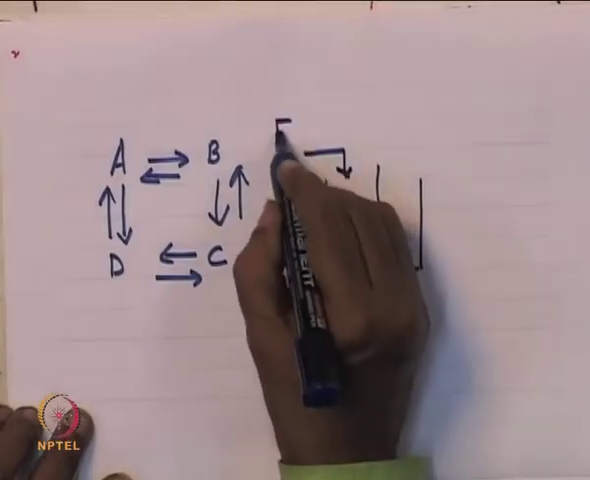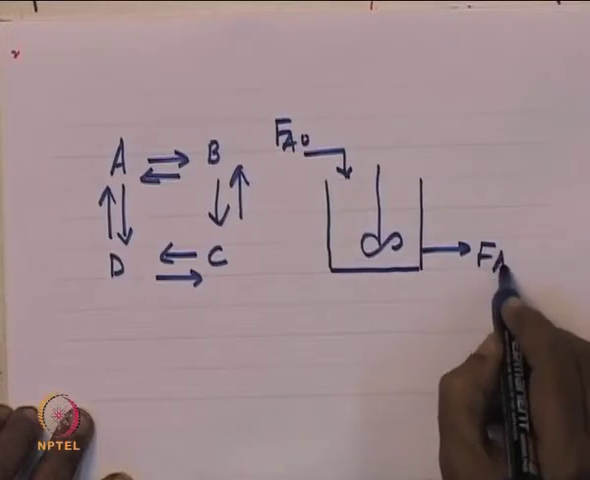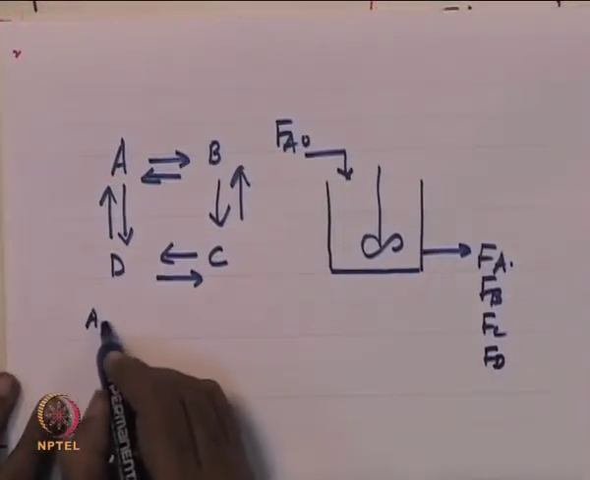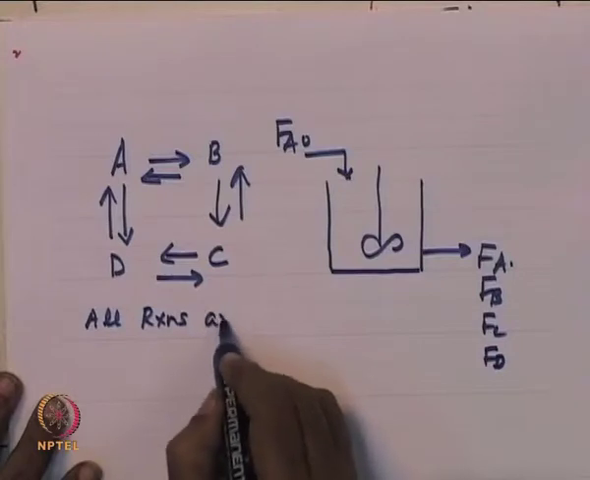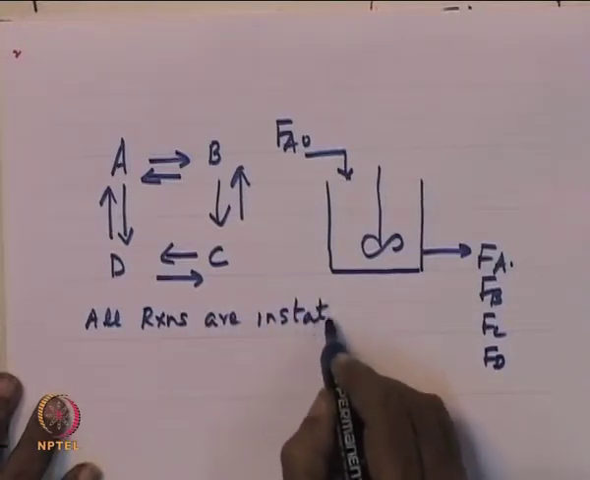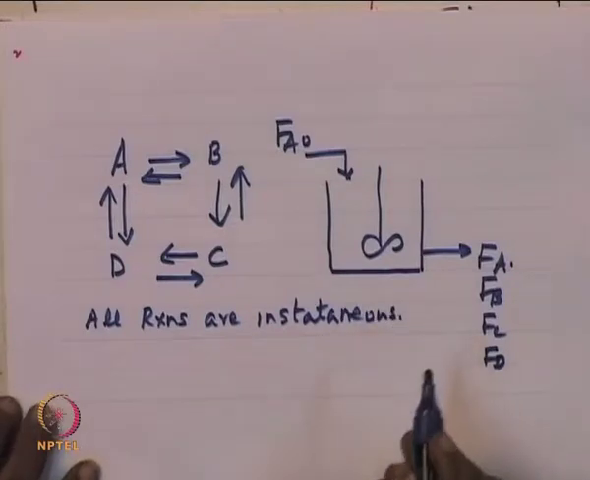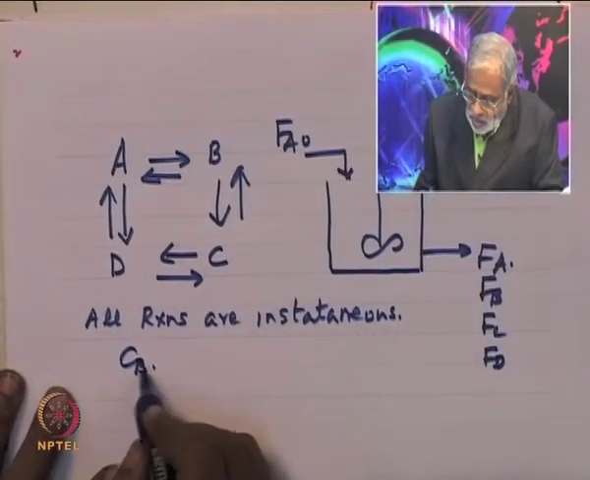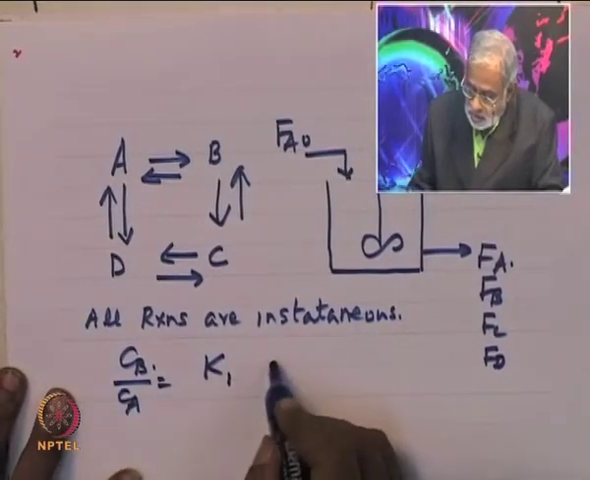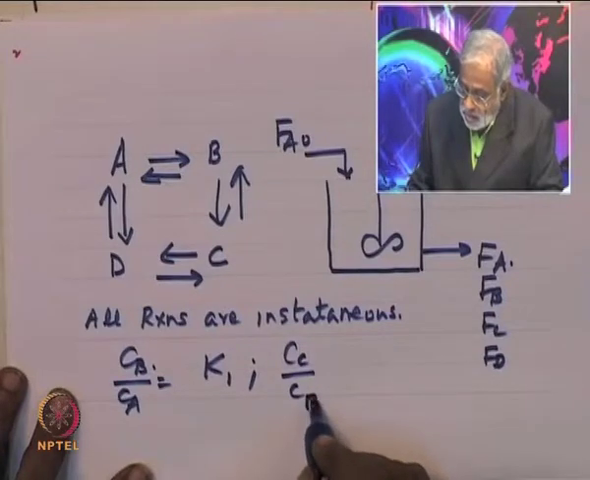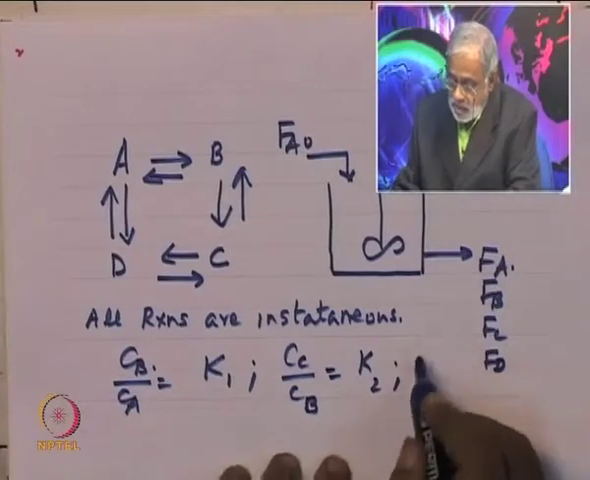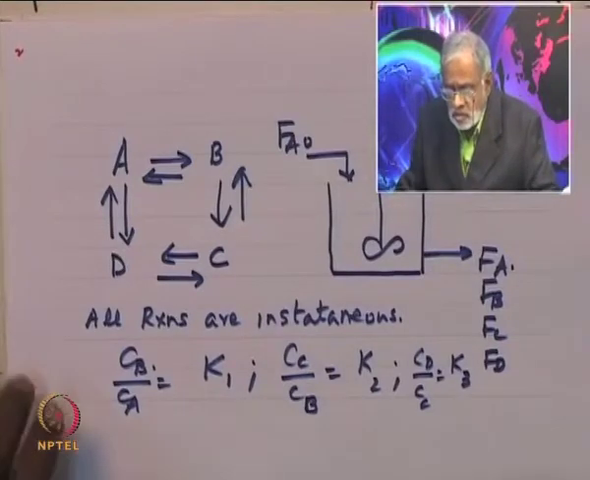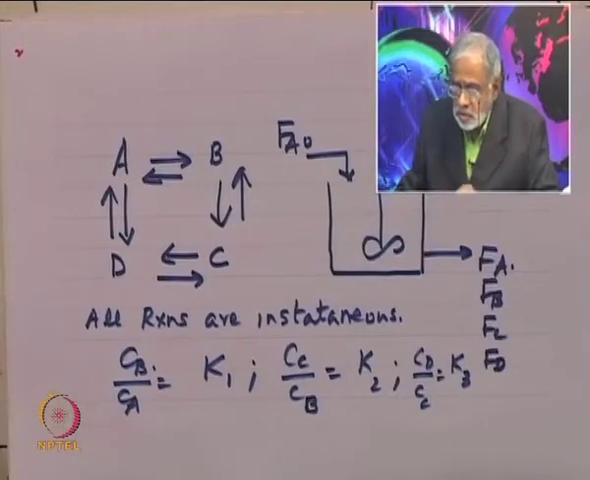You have component A coming in and going out. And we'll assume all reactions are instantaneous, which means that they are all in equilibrium, implying that CB by CA is K1, CC by CB is K2, and CD by CC is K3. So, it's instantaneous, therefore, the compositions are as described by the equilibrium.